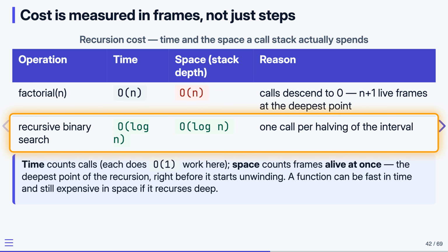Recursive binary search takes big O of log n time, one call per halving. Its space is big O of log n, because the stack is only as deep as the number of halvings.